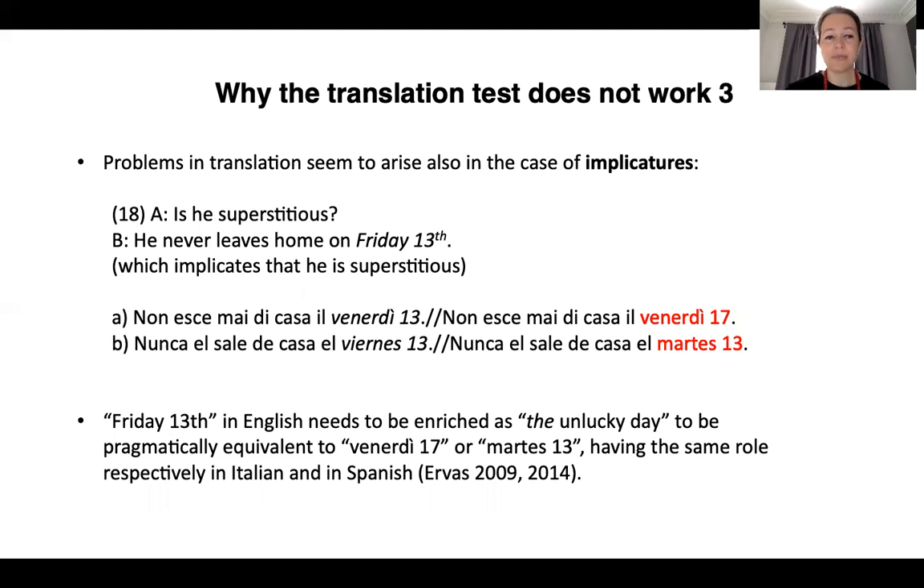We could preserve the meaning, saying nunca él sale de casa el viernes 13. But in order to preserve the implicature in Spanish, we should translate with nunca él sale de casa el martes 13, because martes 13 is the unlucky day in Spanish. So Friday the 13th in English needs to be enriched as the unlucky day to be pragmatically equivalent to venerdì 17 in Italian, or martes 13 in Spanish, having the same role respectively in Italian and in Spanish.